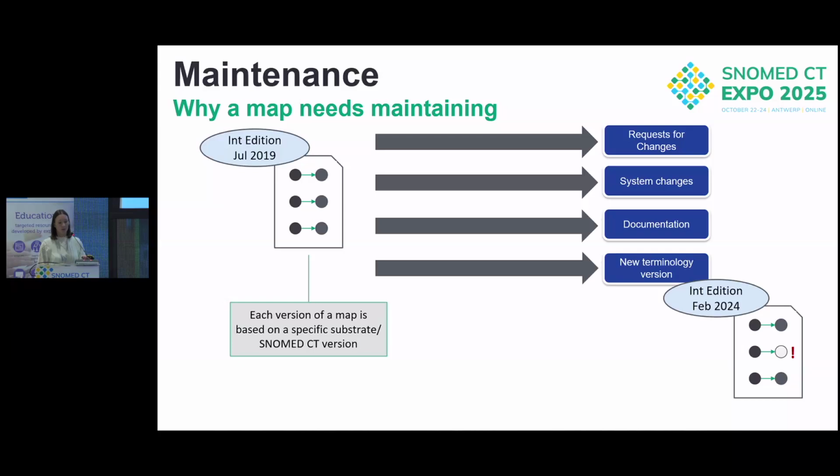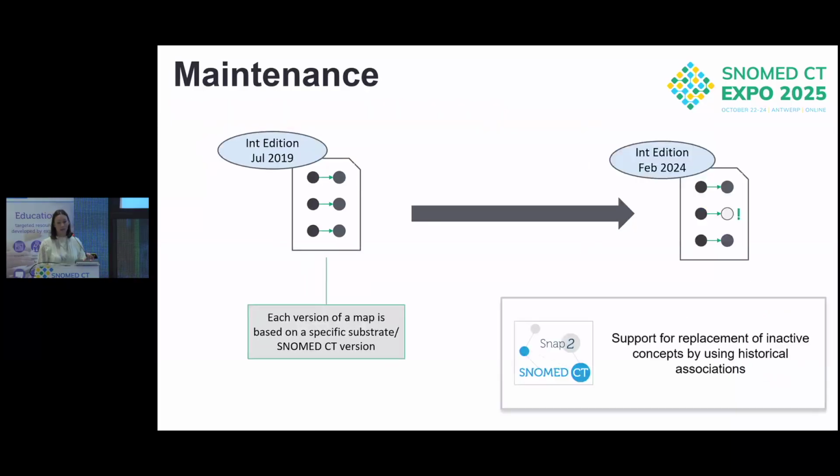And then the new terminology version. So you might go to a new version of the international edition, and actually a concept's been inactivated, so it's no longer available in your map. So you need a mechanism of being able to do that. And that's one of the things that Snap to SNOMED does, is it can support the replacement for inactive concepts by using the historical associations that are part of SNOMED CT. So each time a concept is inactivated, it will be given an association to another concept.